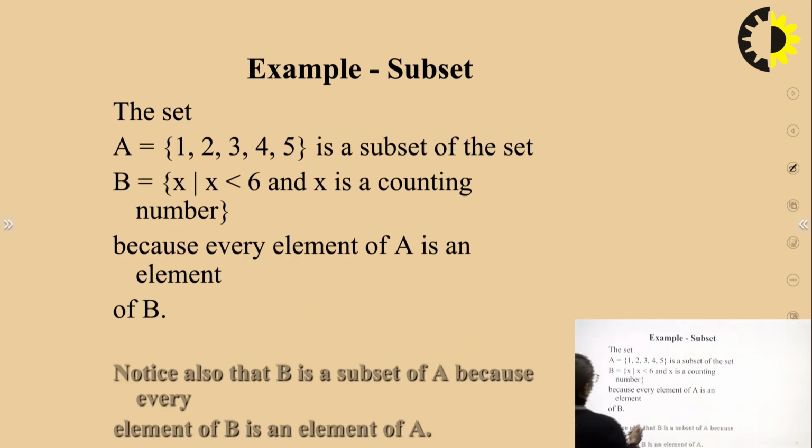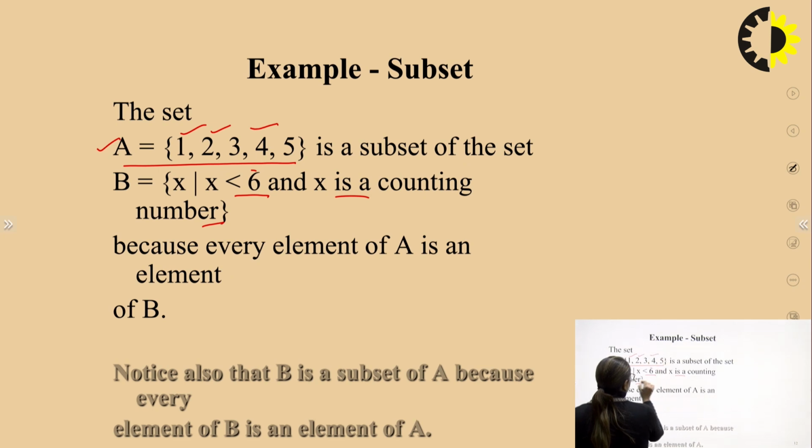Now, subset, one more. This way also you can write: A is {1, 2, 3, 4, 5}, a subset of B. Now one is written in the roster form and the other is written in the set builder form: x is less than 6 and x is a counting number, meaning it is an integer, right. Now less than 6, all of these elements are satisfying this condition. So that means these elements are contained in this. We can say that A is a subset of B.